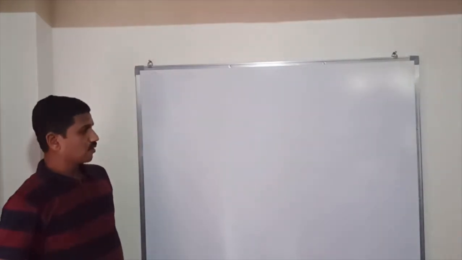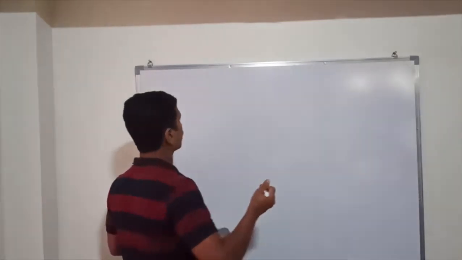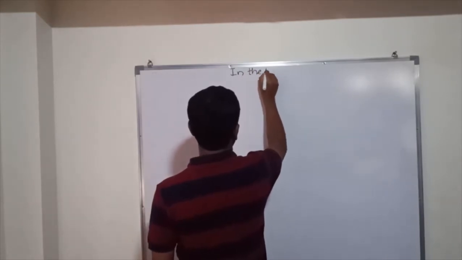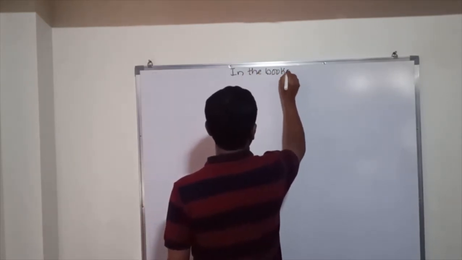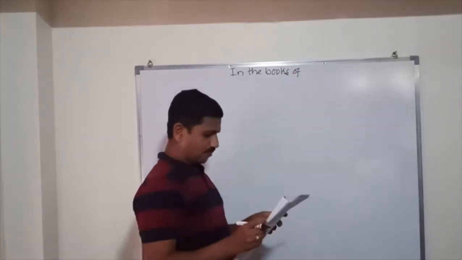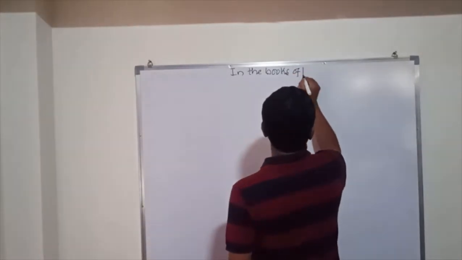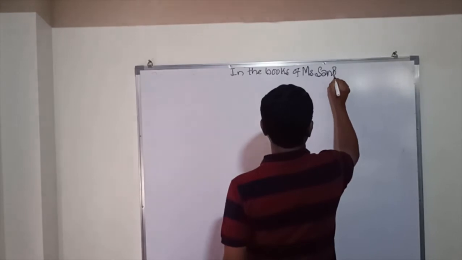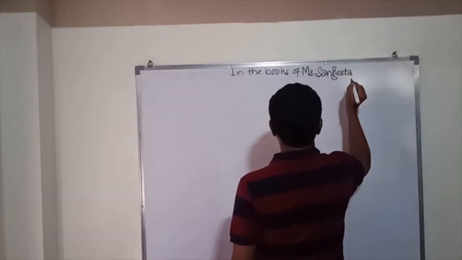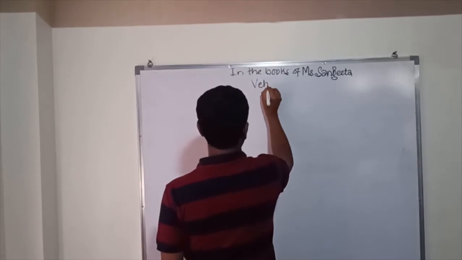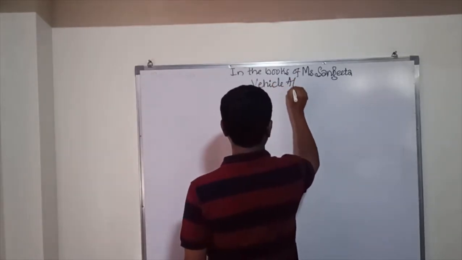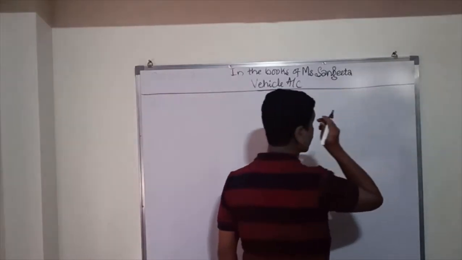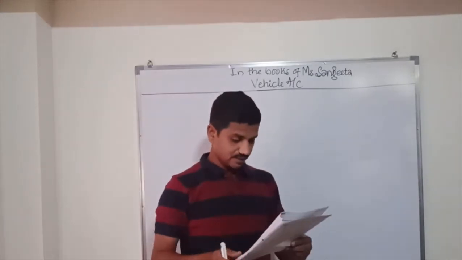So here we should go for preparing the vehicle account in the books of, so in the problem it is given that Mrs. Sangeeta is the hire purchaser. So simple one, Sangeeta. So vehicle account. We need to prepare the vehicle account for only 3 years as it is given in the problem here.